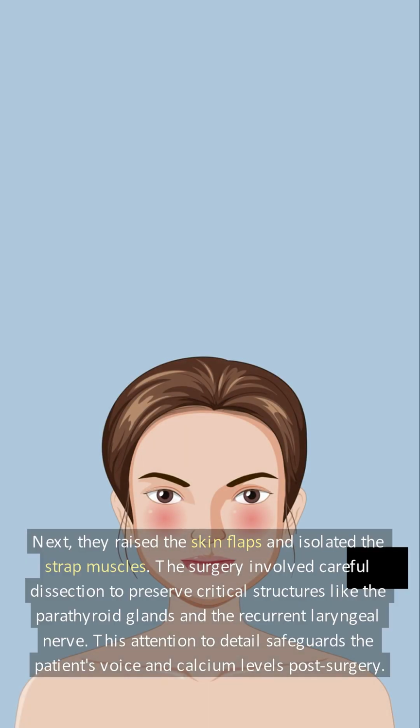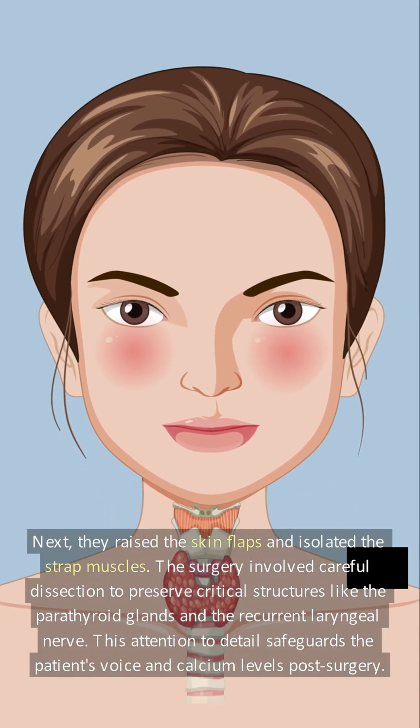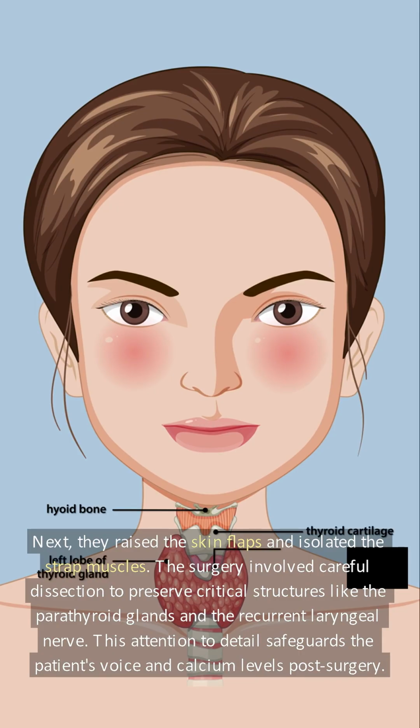Next, they raised the skin flaps and isolated the strap muscles. The surgery involved careful dissection to preserve critical structures like the parathyroid glands and the recurrent laryngeal nerve. This attention to detail safeguards the patient's voice and calcium levels post-surgery.